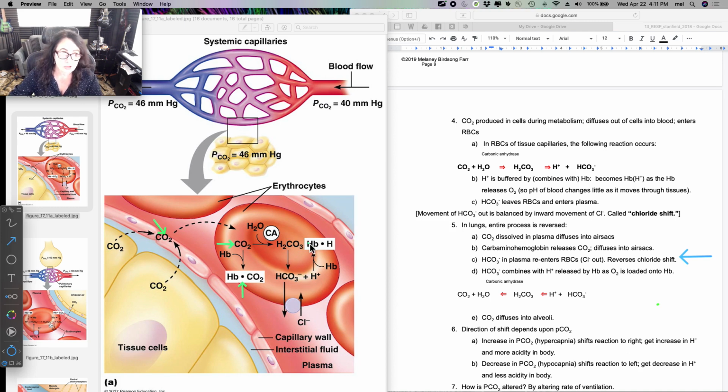I hold on to the H+ on hemoglobin so that it doesn't impact my pH much. I push the bicarbonate ion out into the blood plasma so that it can buffer whatever's there, and then I pull chloride back in to maintain the electrical gradient. So that's all happening at my systemic capillary beds, and now I'm going to take all of that carbon dioxide and I'm going to carry it back to my pulmonary capillary beds so that I can get rid of it.